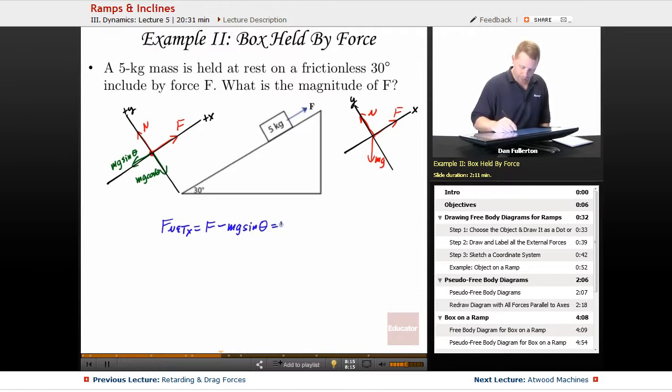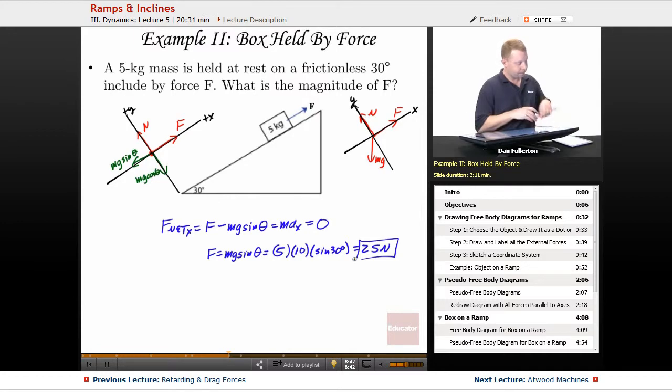which is going to be equal to max, which, since acceleration is 0 because it's at rest, is all equal to 0. Therefore, F equals mg sine theta, which is going to be 5 kilograms times our g, 10 meters per second squared, times the sine of 30 degrees, which is 1/2. So half of 50 is going to be 25 newtons.